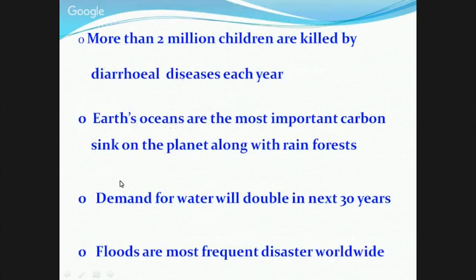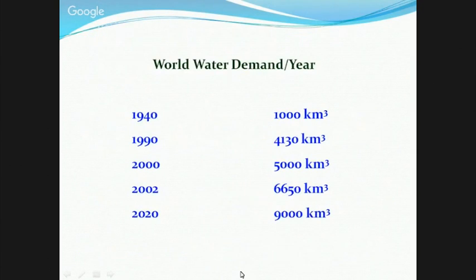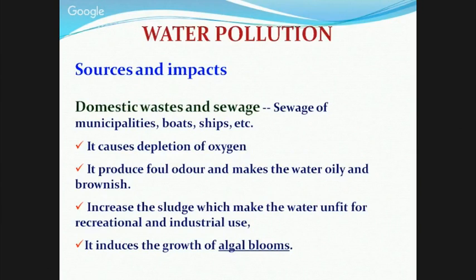Earth's oceans are the most important carbon sink on the planet along with the rainforest, and demand for water will double in the next 30 years. Floods are very frequently being observed worldwide, and this is the world demand per year. I think in 2020 it has gone up to 9,000 cubic kilometers. And for most of the sources we are getting, sewage is a major culprit.